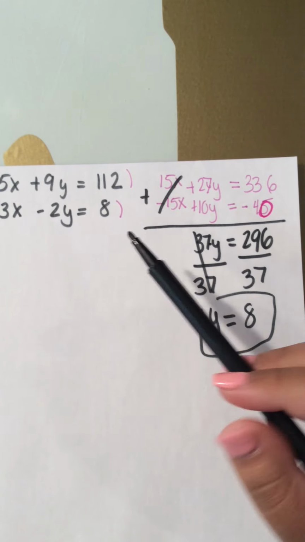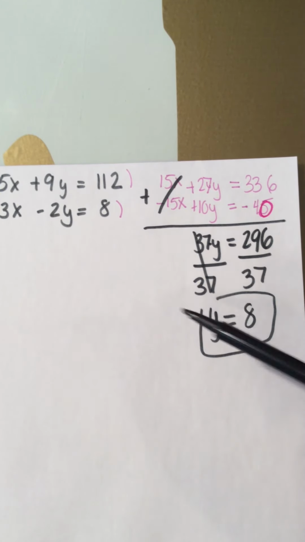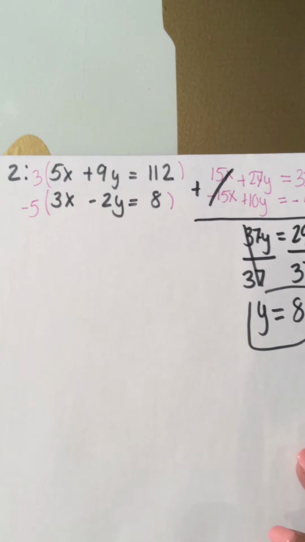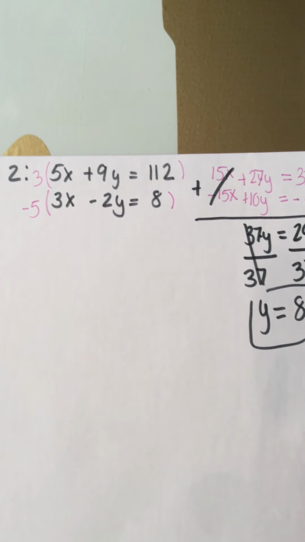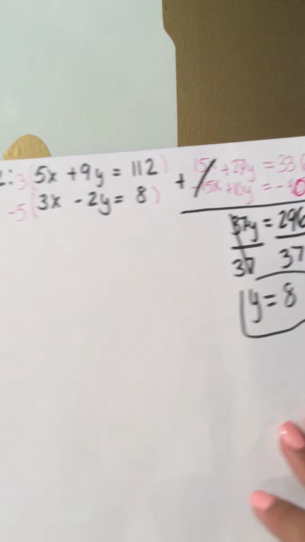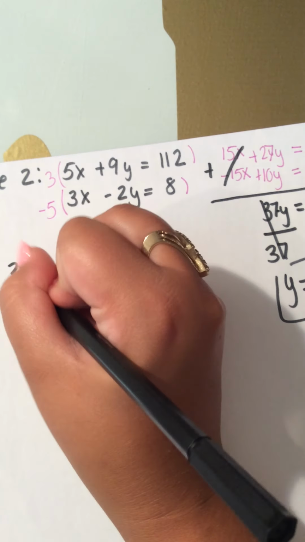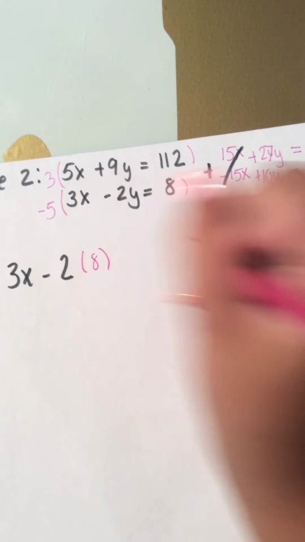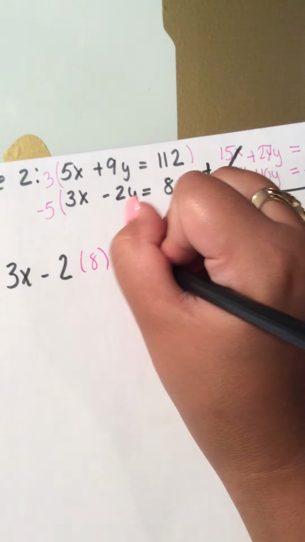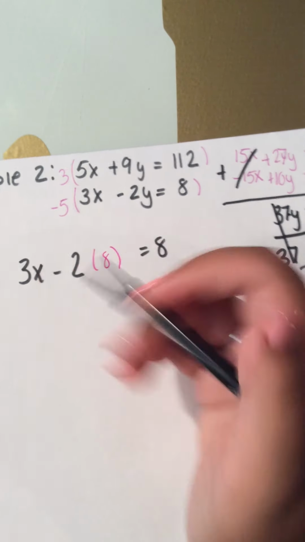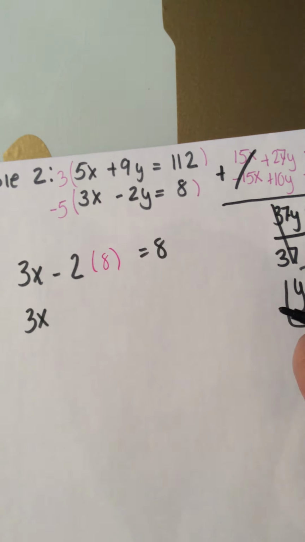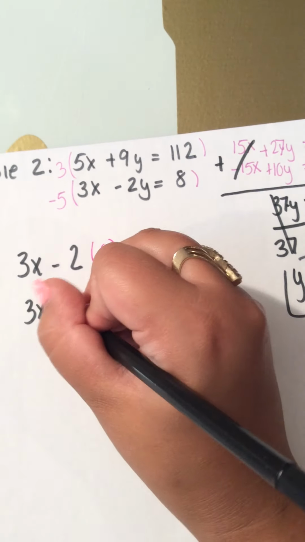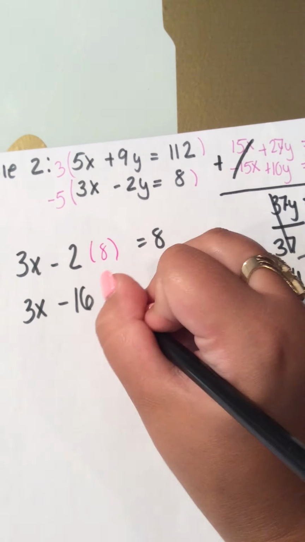Okay, so now you can pick whatever equation you want to type it in or substitute it in to get your x. I'm going to choose that bottom one just because it looks a little bit nicer because we have that negative 2. So wherever I see a y, I'm going to substitute an 8. So I'm going to have 3x minus 2 times my y, which is 8, equals 8. All right, so that 3x I can't do anything with. Negative 2 times 8 gives me negative 16, equals 8.